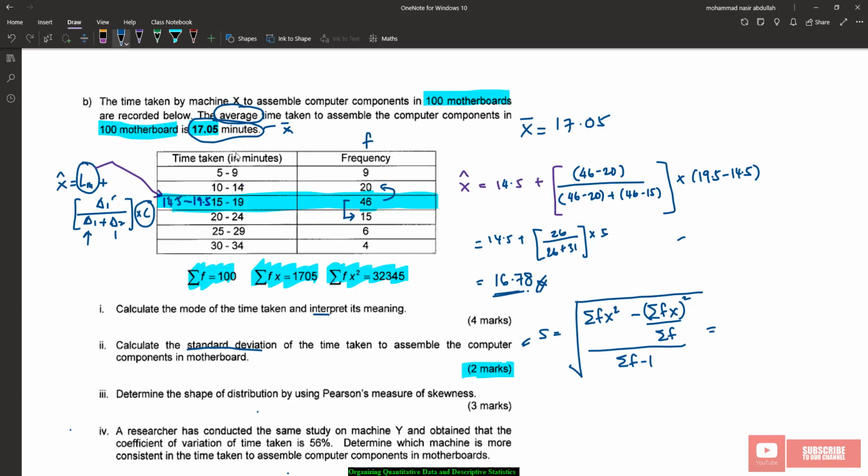So summation of fx squared is 32,345 minus 1705 squared, divided by 100, and everything divided by 100 minus 1, taking a square root. So what will you get? Try calculating. Put into the calculator: 1705 squared divided by 100, then 32345 minus the answer, divided by 99, and take the square root of the answer. It should be 5.75.